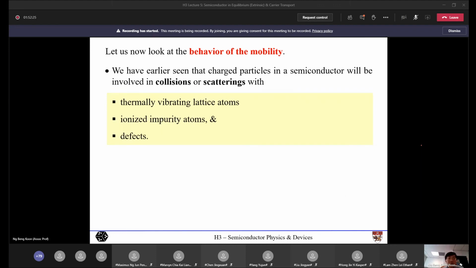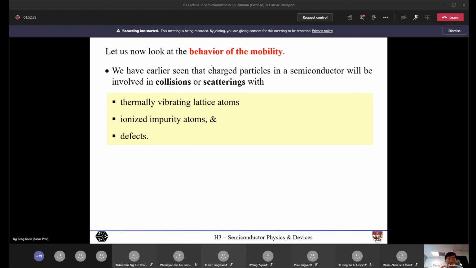Okay, then the next thing is, let's see how mobility is affected by different conditions in the semiconductor. Earlier we mentioned this collision process that your carrier will experience as it's moving in the semiconductor. One is the thermally vibrating host atoms. The vibrating atoms will provide a resistance to the movement of your carrier, because they could knock into it, and that will kick it in a different direction.